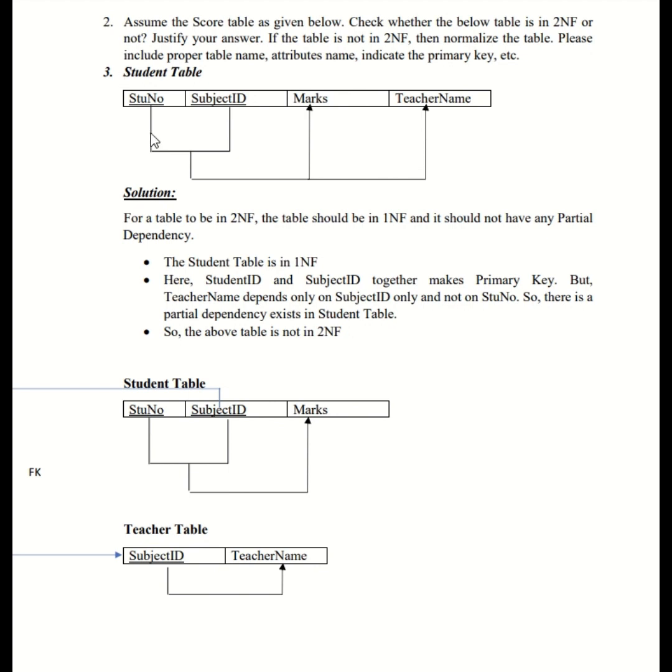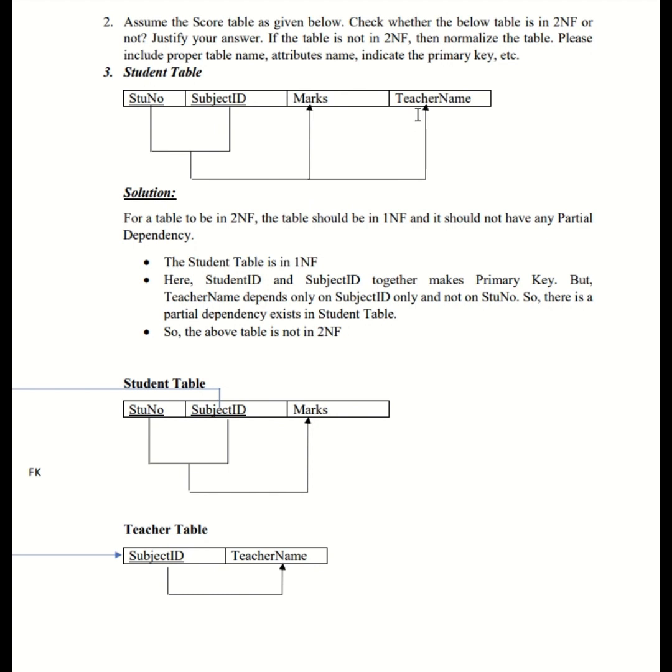Look into the functional dependency. Student number and subject ID uniquely determine the mark. How about the teacher name? Only the subject ID can determine the teacher name. So it's possible for one key attribute, subject ID, to uniquely determine the teacher name.